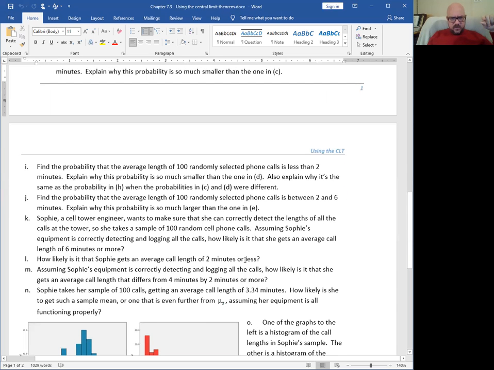And then there is something in here. Where is it? 2 minutes or less. Shoot, I lost my place here. Well, anyway, here we're asking about how likely is it that Sophie gets an average call length of 2 minutes or less with 100 phone calls. One of the problems up here, there it is. Yeah, that's what I was looking for. Find the probability of the average length of 100 randomly selected phone calls is less than 2 minutes. You might notice that those are the same question.